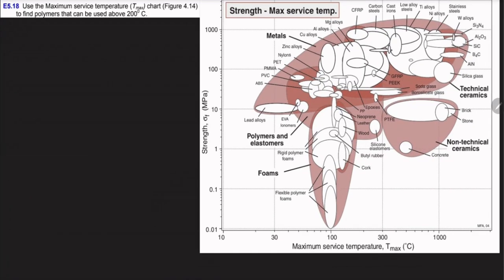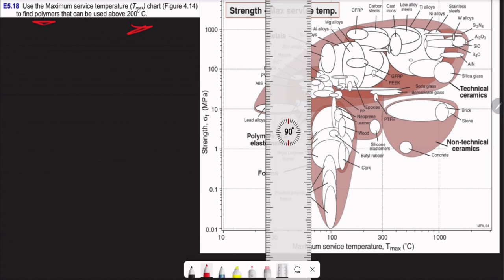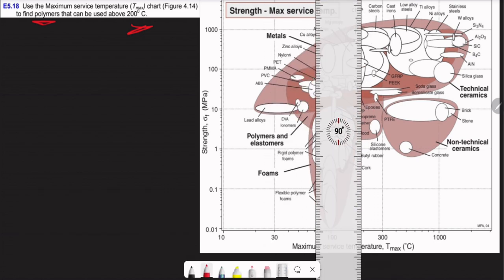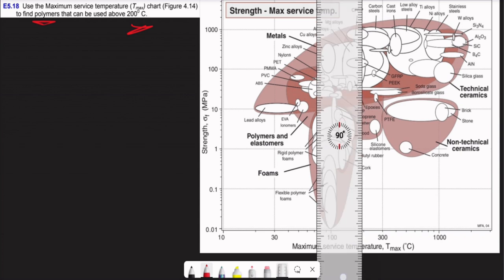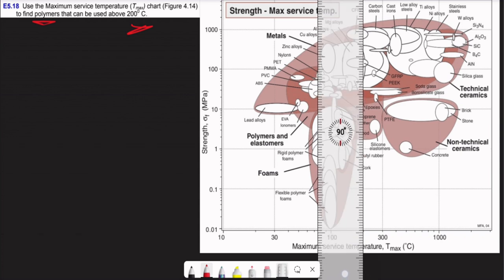Okay, for this question, we are looking for materials. If you can take a second to look at the question, here we are just looking for polymers. It says polymers that can be used above 200 degrees C. So all we have to do is draw a line at 200 degrees C. Get our ruler, place it exactly at 200 degrees C, then we can draw a line.